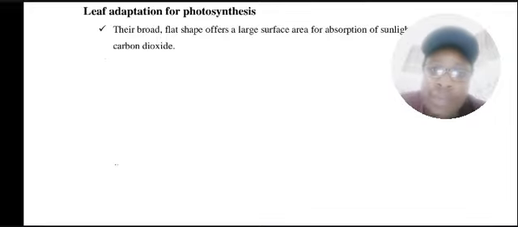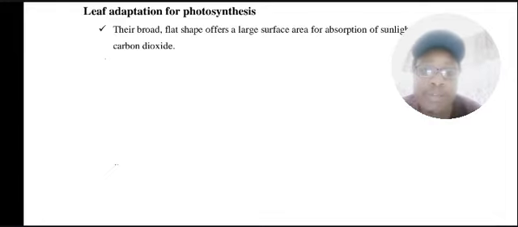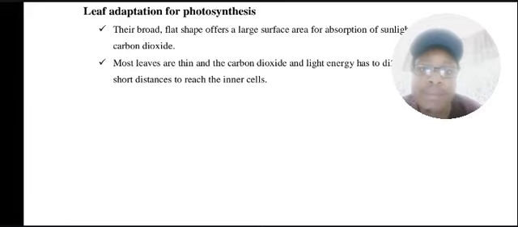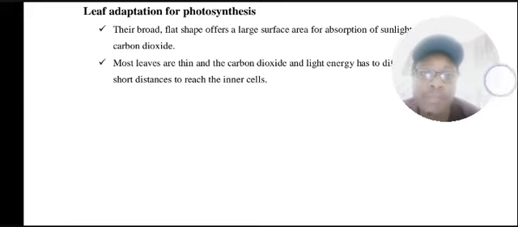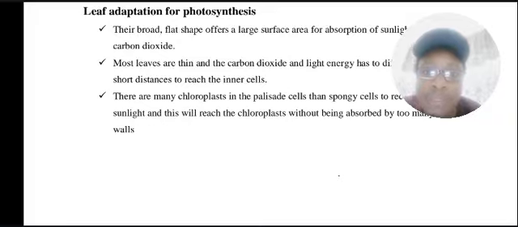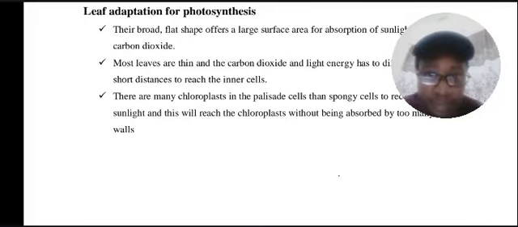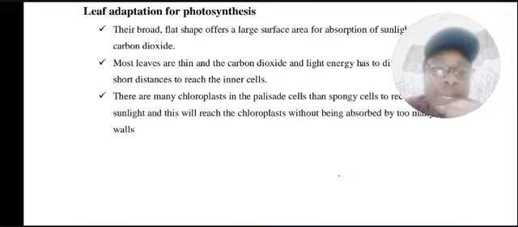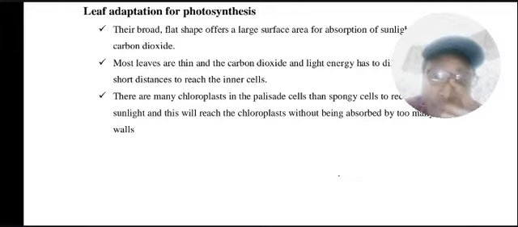Okay. What are the adaptations of leaves for the process of photosynthesis? Most leaves are broad. This offers a large surface area for the absorption of sunlight and also absorption of carbon dioxide. Most leaves are thin, and this allows for easy diffusion of carbon dioxide so that it reaches all the cells, and also for easy penetration of sunlight so that it is able to reach all the inner cells. They have many chloroplasts. As we saw, these chloroplasts contain chlorophyll, which traps sunlight for the process of photosynthesis to take place. And we have spongy cells that allow for easy diffusion of carbon dioxide inside the leaf.